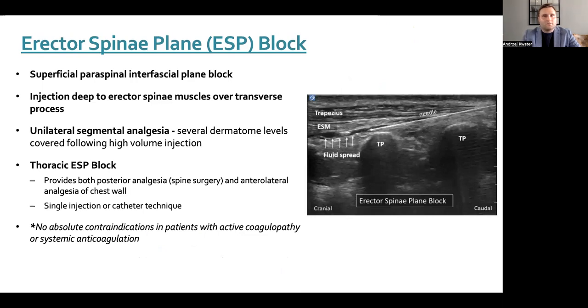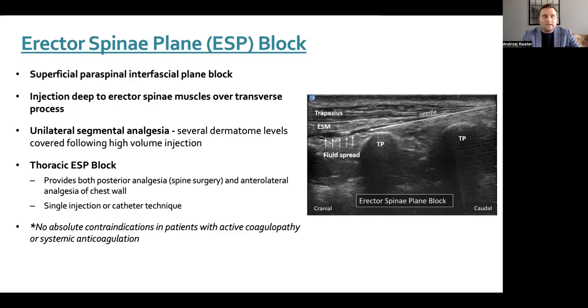Expanding further, so the erector spinae plane block is a superficial paraspinal interfascial plane block. As mentioned before, the goal is to inject the local anesthetic deep to the erector spinae muscles and over the transverse process. What results is a unilateral segmental analgesia, and studies have shown that several dermatomal levels are covered following a high volume injection, and I'll talk about this here in just a moment.